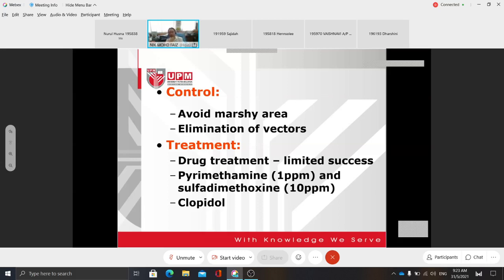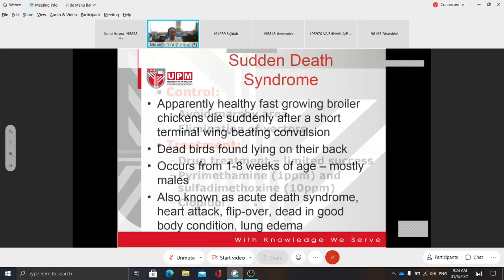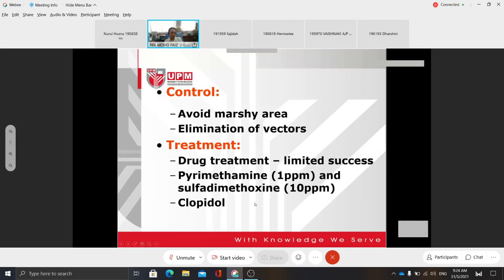And then for treatment, there are few treatments available. However, they say there is quite limited success. But in our case, we have used sulfadimethoxine and pyrimethamine drugs, and it works quite well in reducing the losses. But it has to be done early, when you start noticing some of the birds showing signs and starting to die, and then you start the treatment immediately, and also clopidol. So those are about leukocytozoonosis.